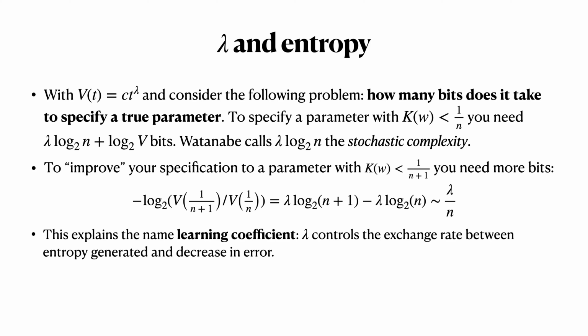So you can think of the generalization error as the cost in bits of improving your knowledge of a true parameter from 1/n to 1/(n+1). And that's, I presume, why Watanabe is calling this the learning coefficient, right? So it controls the exchange rate between entropy generated, which would be energy and heat that you are generating by the learning process, perhaps, and decrease in error.